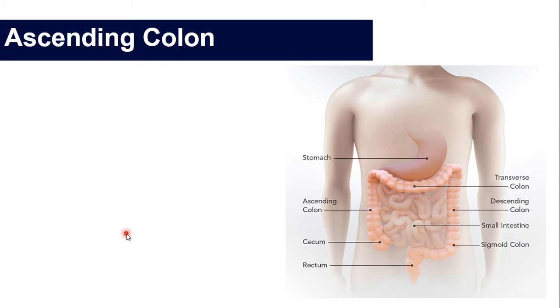Next is the ascending colon. The ascending colon is about 5 inches in length and lies in the right lower quadrant.